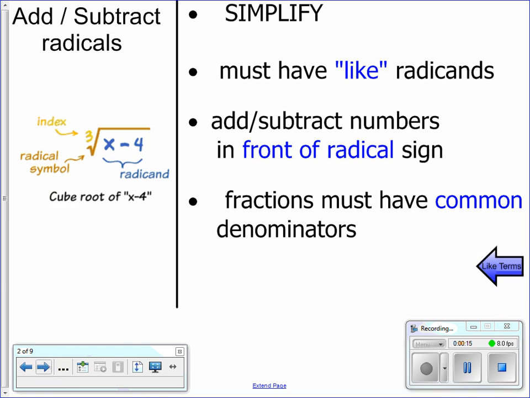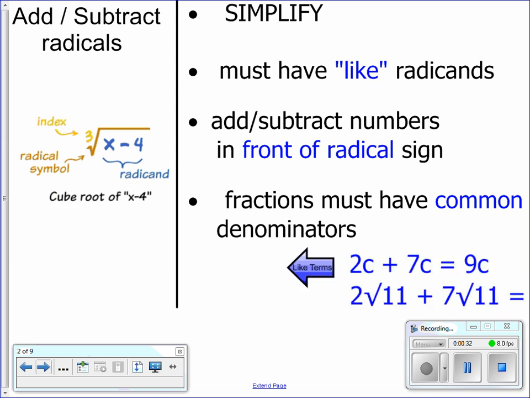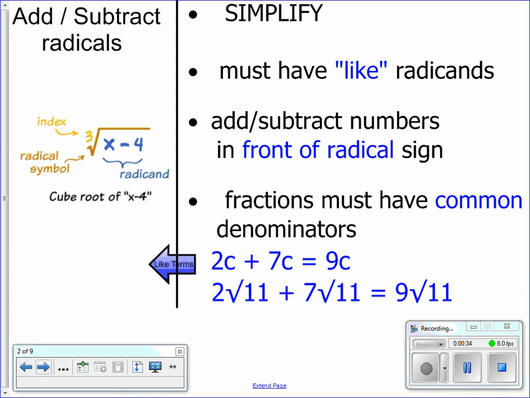So when you're adding and subtracting radicals, first thing you want to do is simplify them. And then you've got to have like radicals. That's not really a technical term, but it's kind of like terms. And we add or subtract the numbers in front of the radical sign. And remember, our fractions, like always, must have common denominators. So when we talk about like terms, we say 2c plus 7c equals 9c. So we'd have the same thing where 2 square root 11 plus 7 square root 11 equals 9 square root 11.